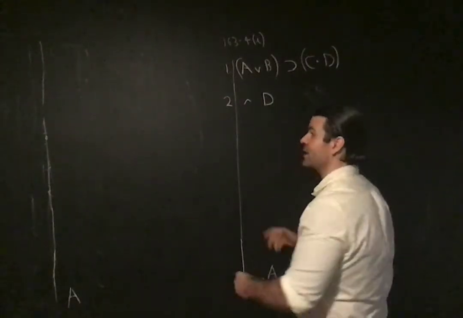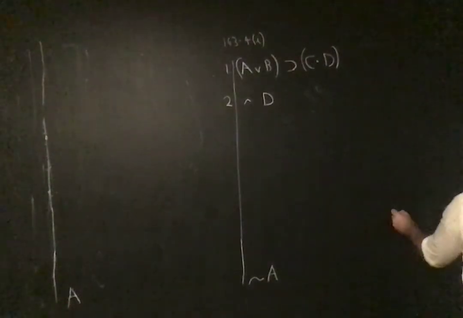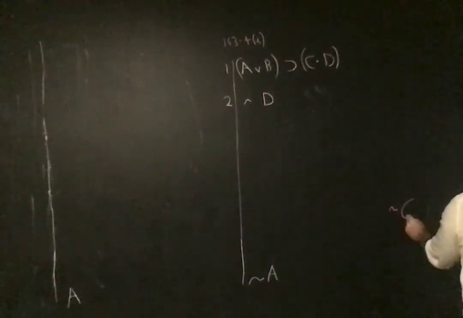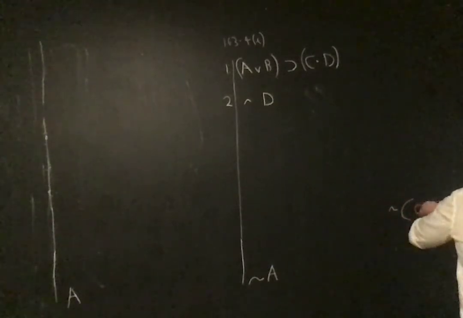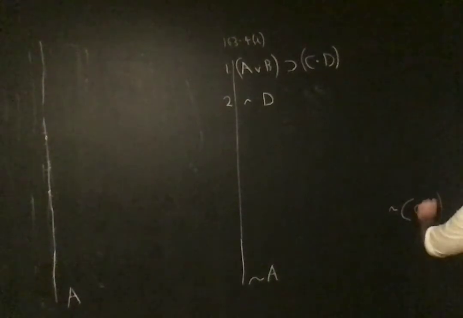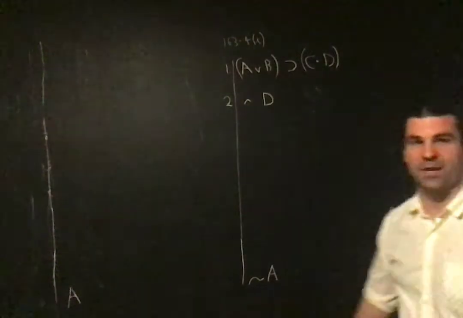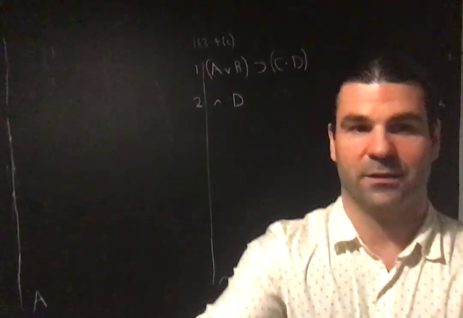So what do I realize? I realize that I need not brackets C and D, right? Okay, how am I going to get that? Right? Question mark, how do I get that? That's what I need, right? As soon as I have that, I'm home free, okay?